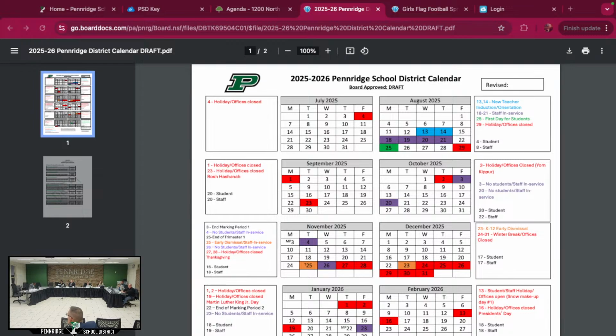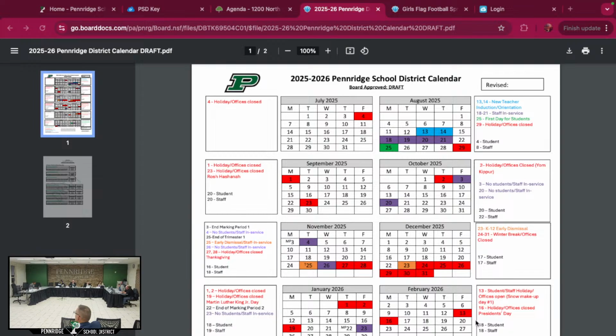Typically in the past, we had started after Labor Day when it was the 1st, but I think we agreed that with our requirements and the way that it fell, it would really push our last day into the 3rd week of June, and we didn't really want to go that far into the month of June. Pointing out a few other things, we have holidays in the months of September and October when the Jewish holidays occur.